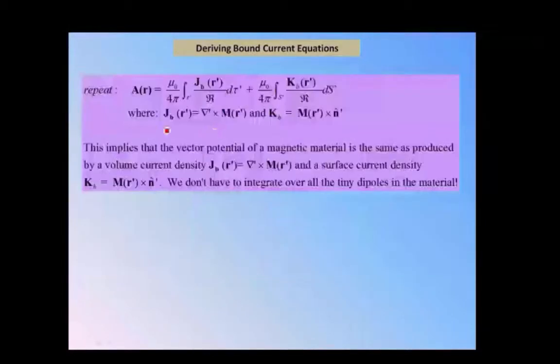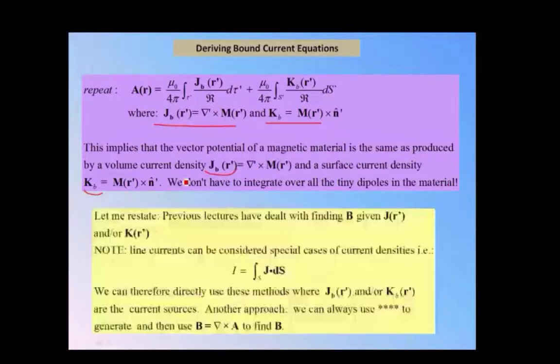So repeating that then, where we have the definitions that we have here, we can find the vector potential of a magnetic material because it's the same as that produced by this volume current density and this surface current density. We don't have to integrate over all the tiny dipoles in the material, which would have to be done if you were unable to take these curls and cross products.